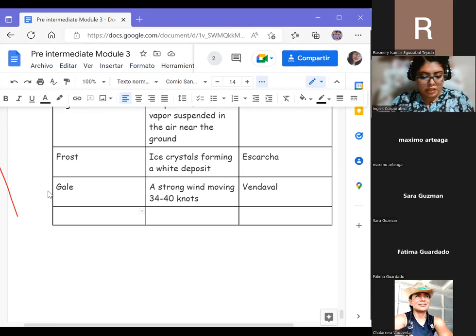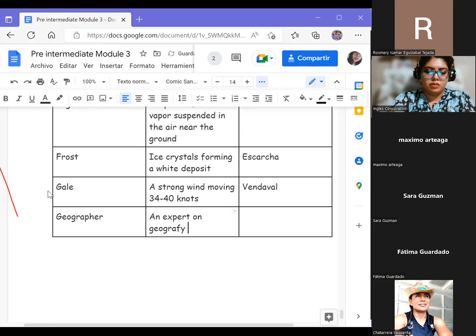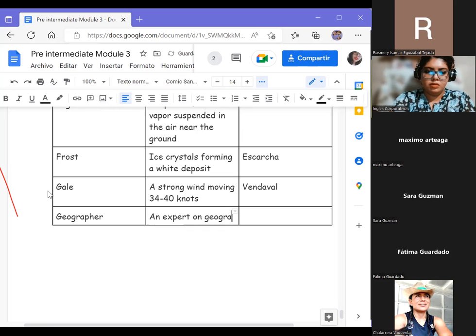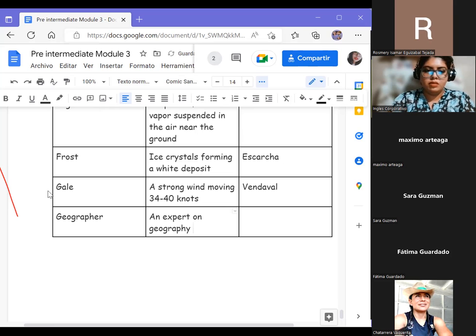Then we have geographer. That means an expert on geography. And it means geógrafo.